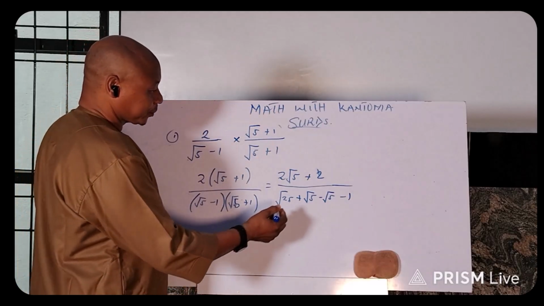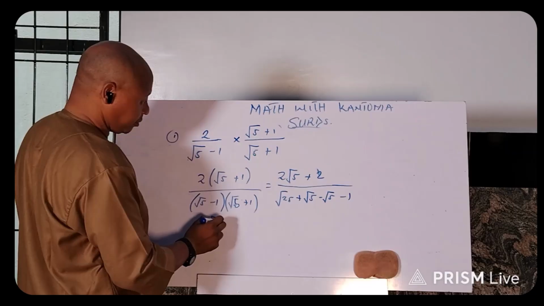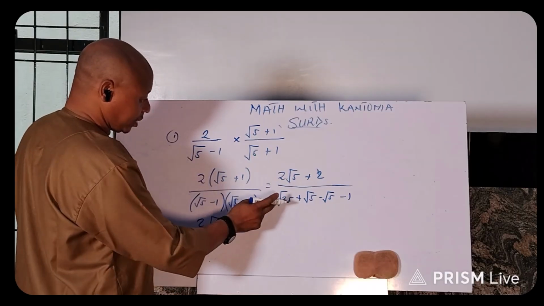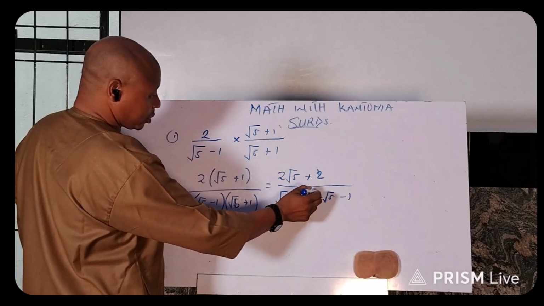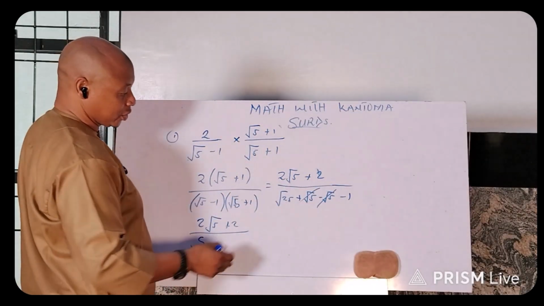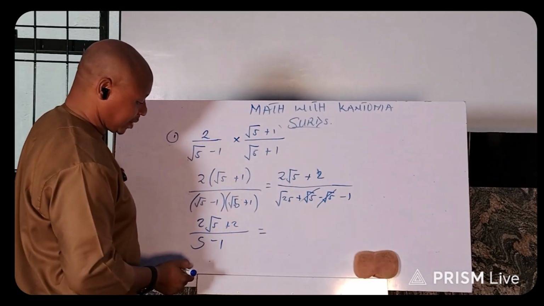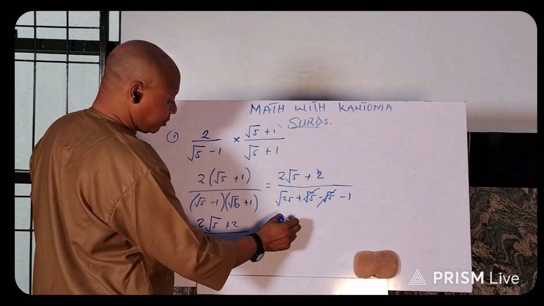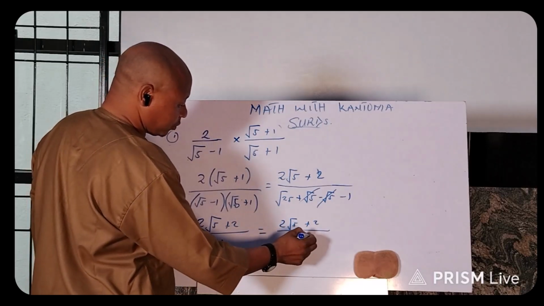So here, I can write this as 2 root 5 plus 2 all divided by root 25, which is 5. Plus root 5 minus root 5 is 0. This will go with this. So I have minus 1. This is the same thing as saying 2 root 5 plus 2 all divided by 5 minus 1, which is 4.